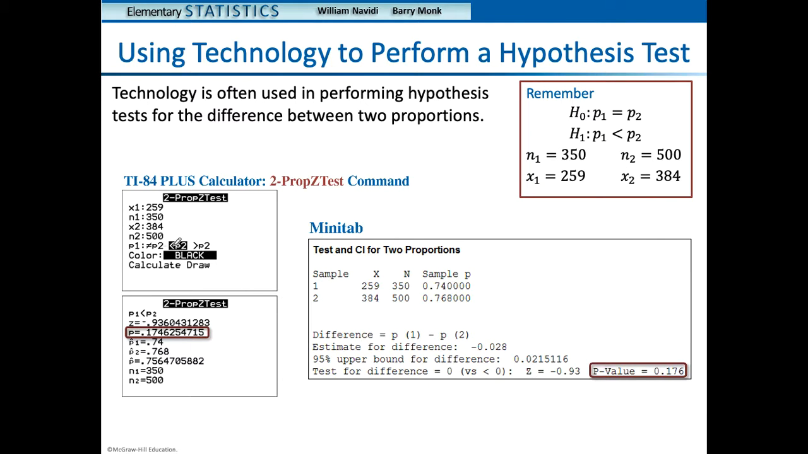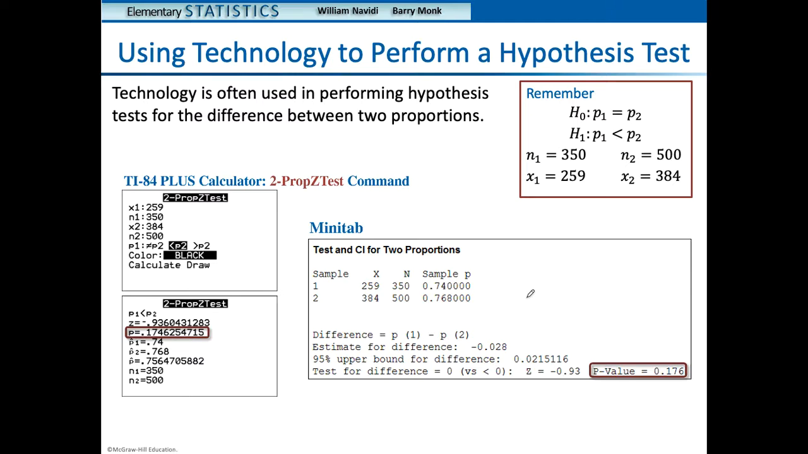In the example we did, it was a left-tailed test. So the middle option there is for a left-tailed test. Select Calculate. It gives you a readout of lots of information, but the most important number there is the one labeled p, which is your p-value. And then we can take that and compare it to your value of alpha, right? So that's a pretty straightforward way to do it if you have the TI-84.